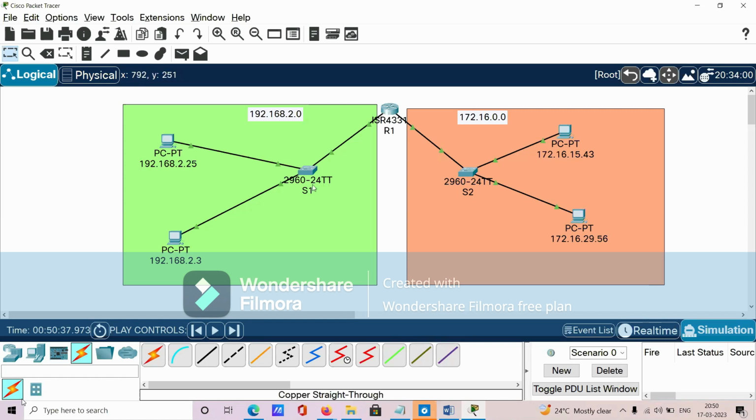Okay, got it. So basically, if you ask me how many IP addresses or how many computers are available in this 2.0, how many connections are there now in 2.0? I will go and say two, but there are three connections. Three, not two. Why? The first connection is 2.25, the second connection is 2.3, and the third connection is this interface of R1.